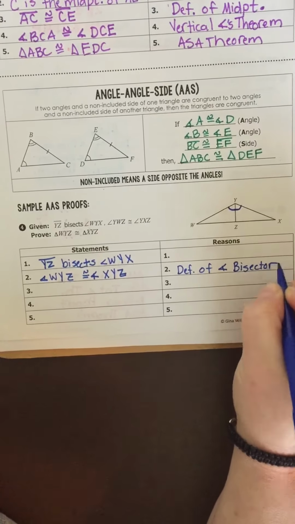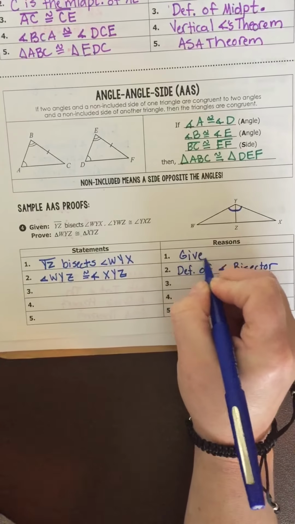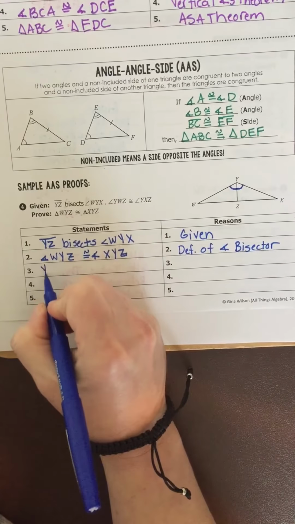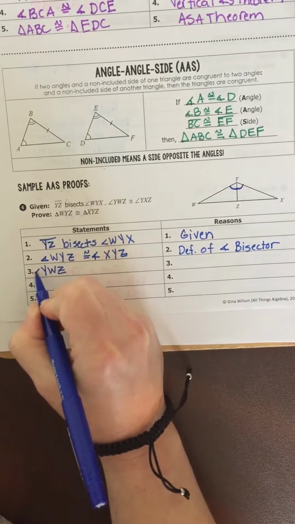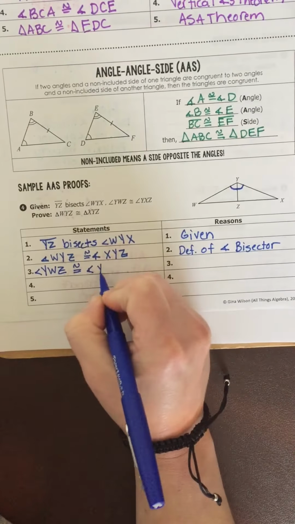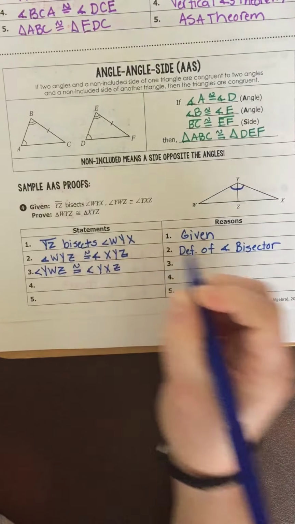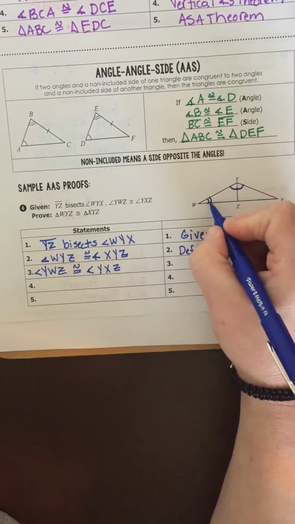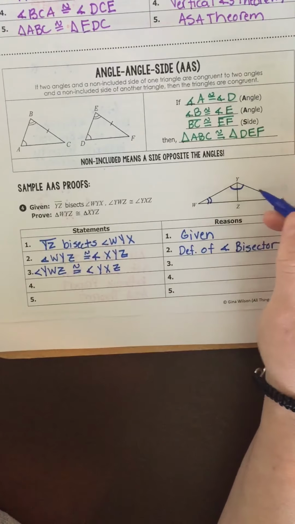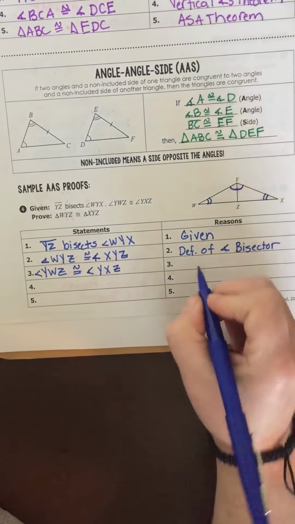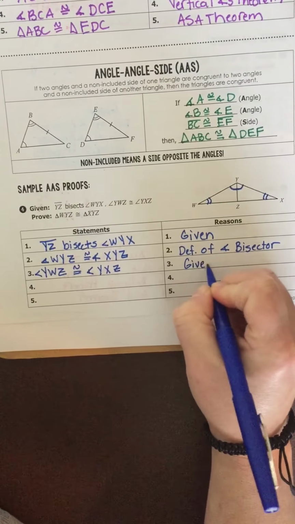And I need to write given up here. All right, and then the other thing they've given me is that angle YWZ is congruent to angle YXZ. So let's see here. YWZ is congruent to angle YXZ. All right, and that is given.